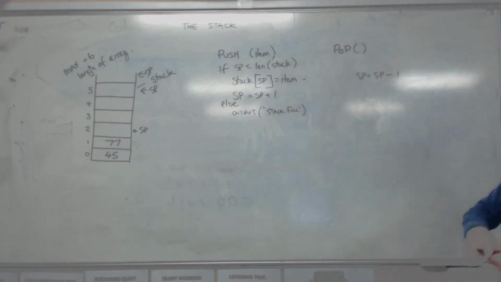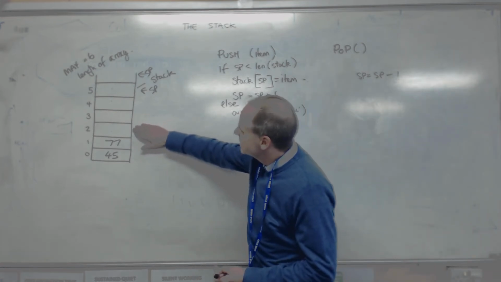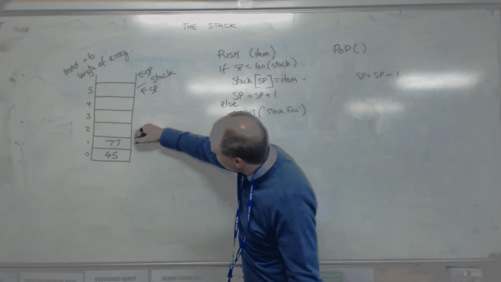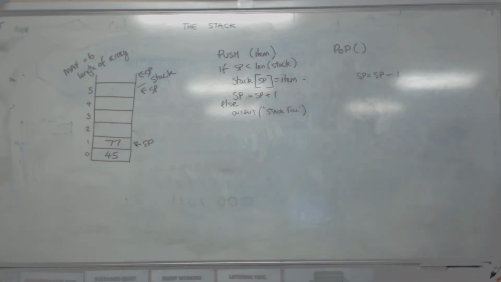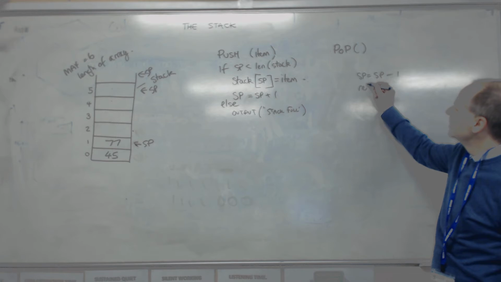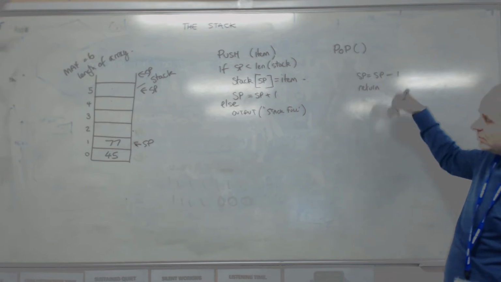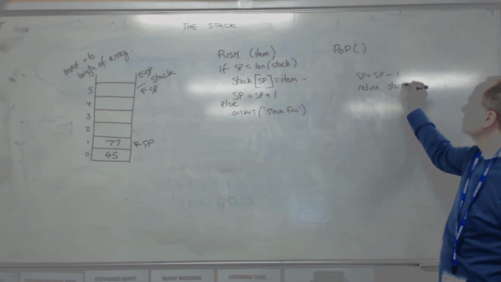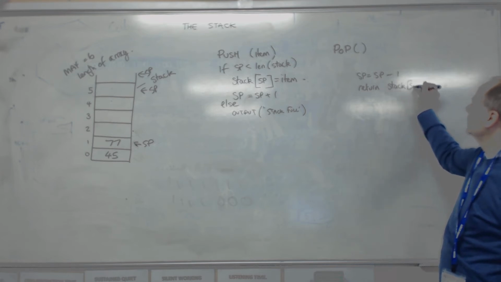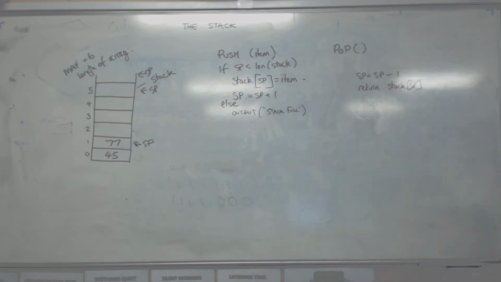Decrease it. So let's just physically do that. So I'm going to decrease the stack pointer. It's now pointing to the top item. So I can just return it. Return that top item, if I wanted to. So I could write, return, because I don't need to update anything, stack at the current stack pointer. Yeah?